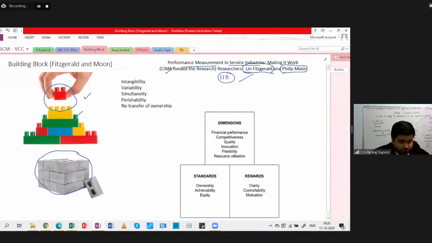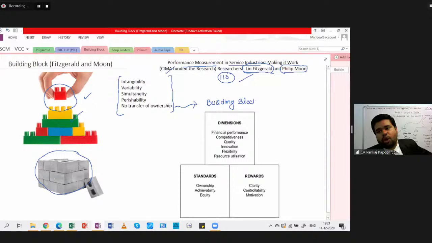In this report, friends, these two researchers identified 5 specific features of the service industry and gave a model through which the performance of the service industry can be measured. The name of the model is building block. Why is the name building block given? Because they say there are 3 blocks which we can use to build up the organization, or to build up the performance of the organization.